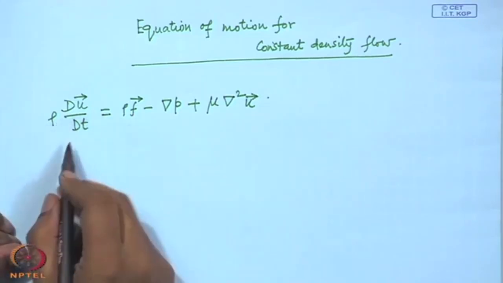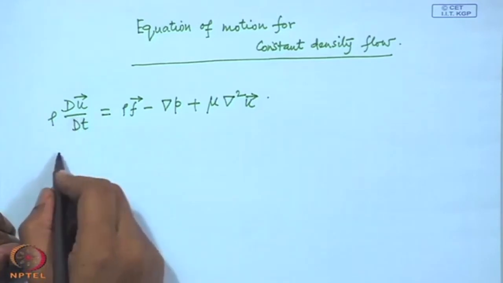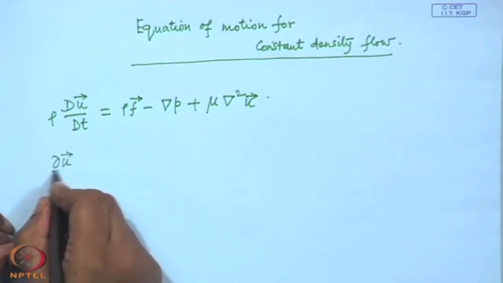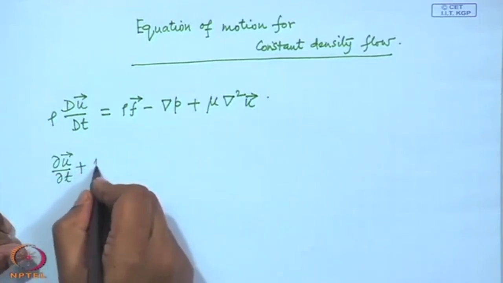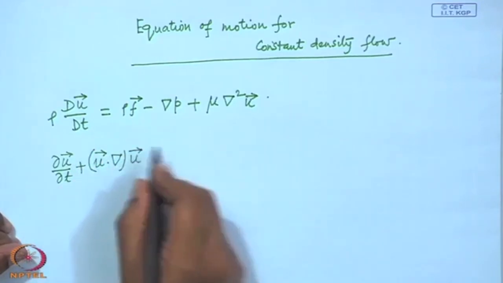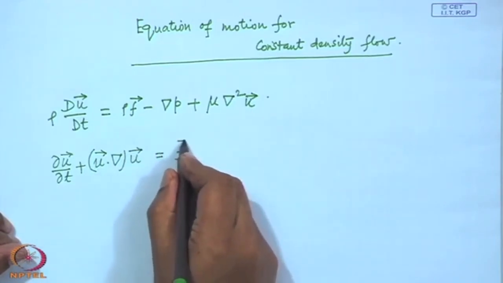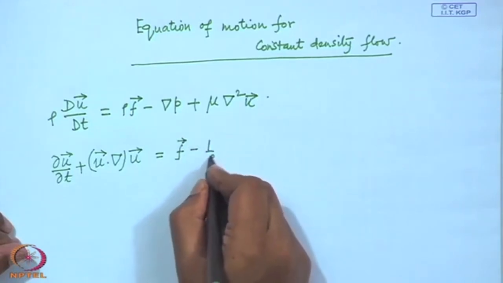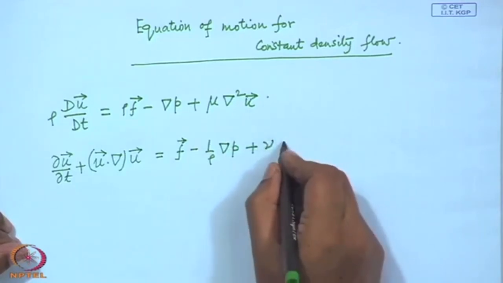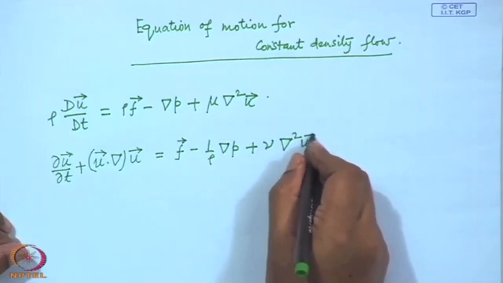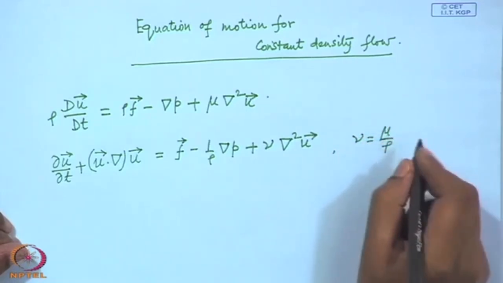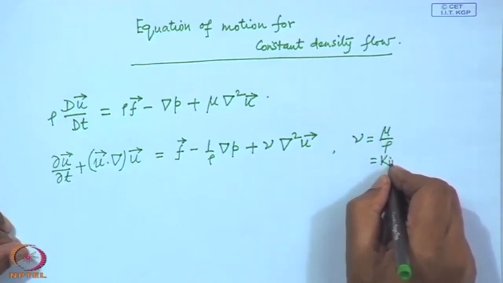Let us divide it by the density, so that we can write this equation, and this du dt we will write in the full expanded form, which is du dt plus... this mu by rho is usually denoted by nu, and is called kinematic viscosity.